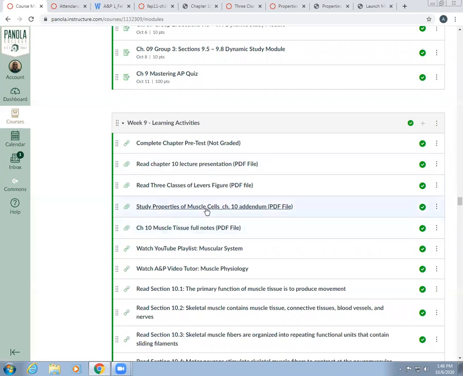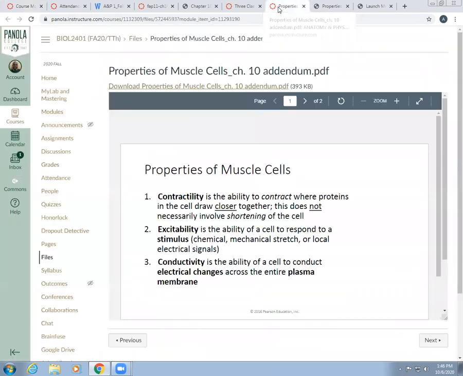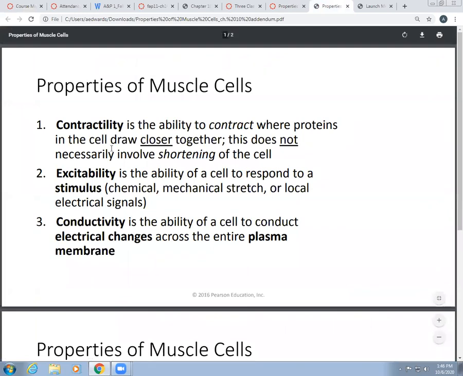I also wanted to go over the properties of muscle cells because you will probably see a short answer question that asks you to list and describe a few properties of muscle cells. So basically you would have to list the term and then give a definition. One property of muscle cells is contractility. It's the ability to contract, where proteins in the cell get closer together, and it doesn't necessarily mean that the cell itself has to get shorter.